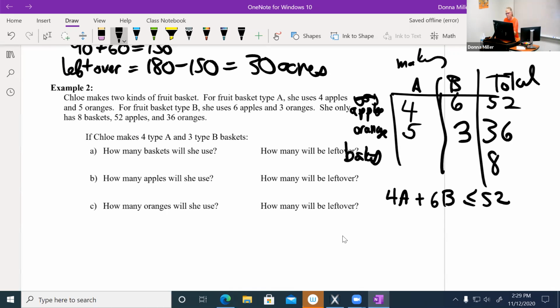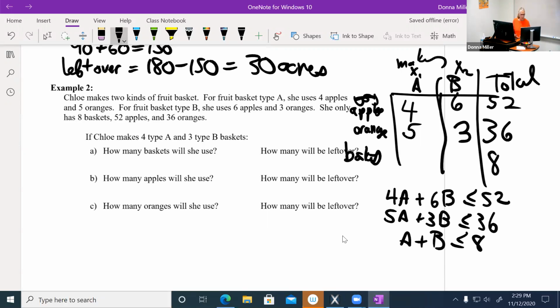All right. So in your simplex tableau, this would be x1 and x2. Now this other one, oranges, I would have 5A plus 3B is less than or equal to 36. Right. And I know that the A baskets plus the B baskets, A plus B, has to be less than or equal to 8, because I only have 8 baskets. So if you set up a table, I can help you get your constraints.